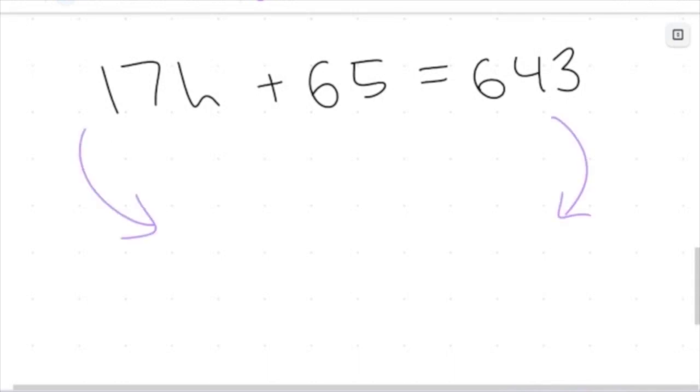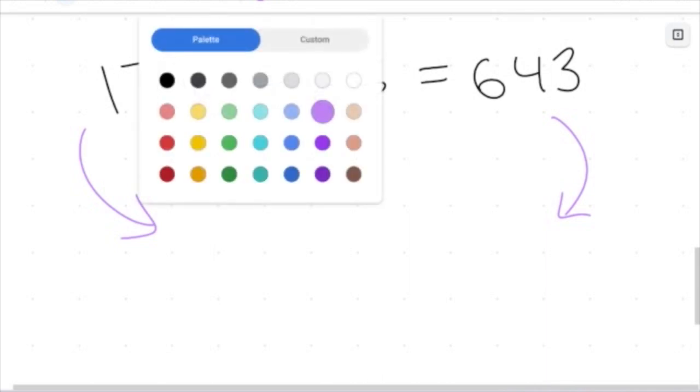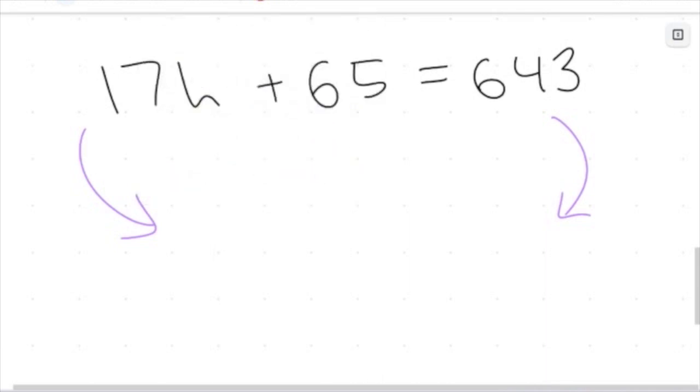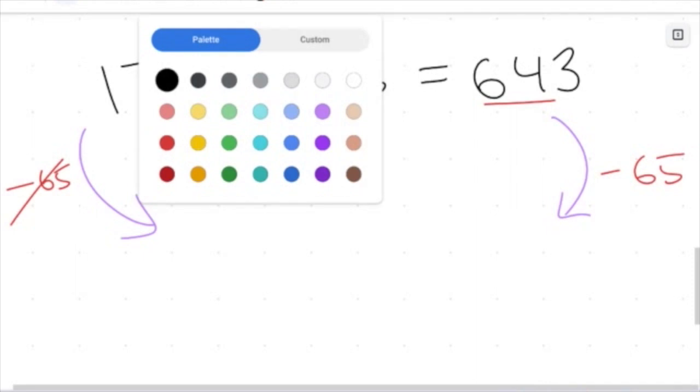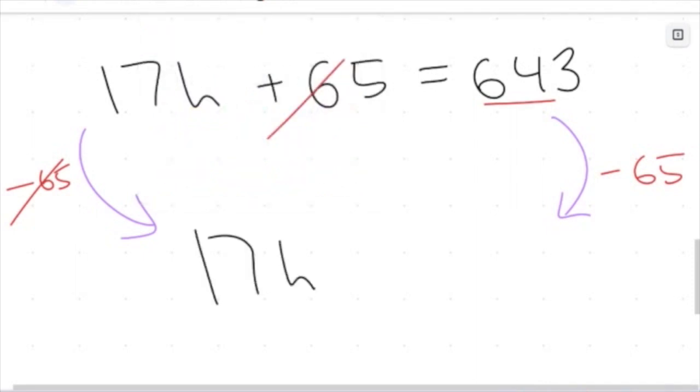So 17H, I'm adding 65 to it. What was 17H before I added 65? That's going to be 643 minus 65. So I got 643 when I added 65 to 17H. So 17H is going to be the difference between 643 and 65. So I'm going to minus that from both sides. I'm doing the opposite of this plussing, remember? So what's that going to leave me on the left-hand side? That leaves me with 17H.